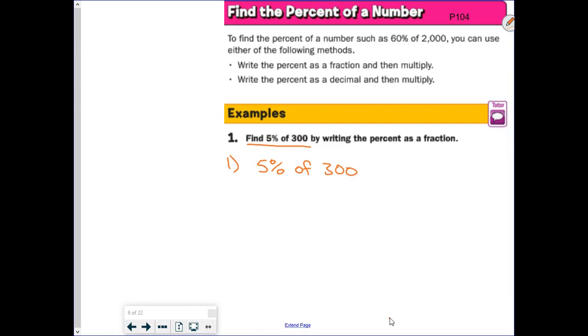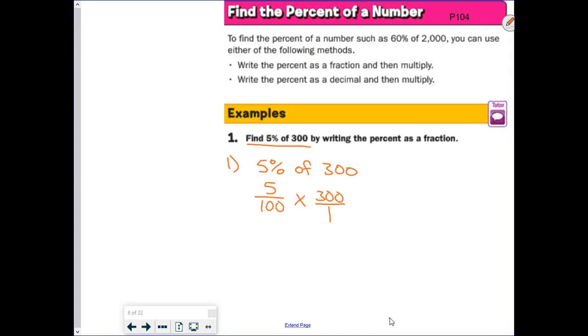If you recall, when we talked about percents before, we said that the word percent means divide by 100. So if I think of that as 5 divide by 100, I can write 5% as 5 over 100. The word of in math oftentimes indicates multiplication. So that's exactly what we're going to do. We're going to take 5 over 100 and multiply it times 300. Well, we know that when we multiply fractions, we should take whole numbers and put them over 1. So what we get is 5 over 100 times 3 over 1.